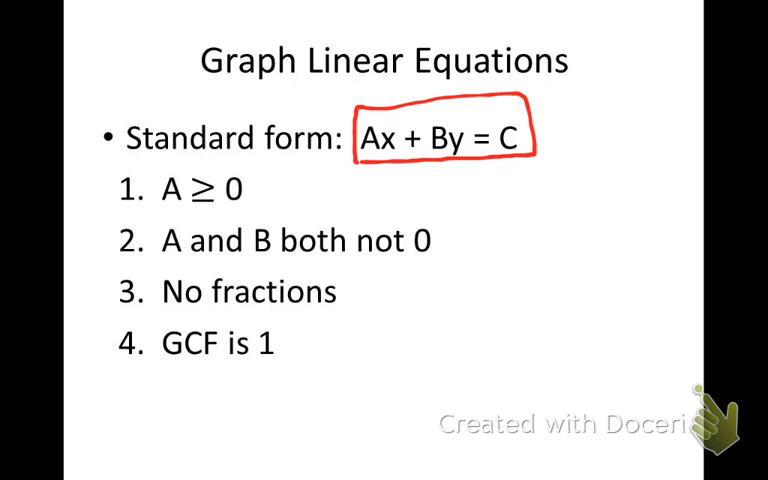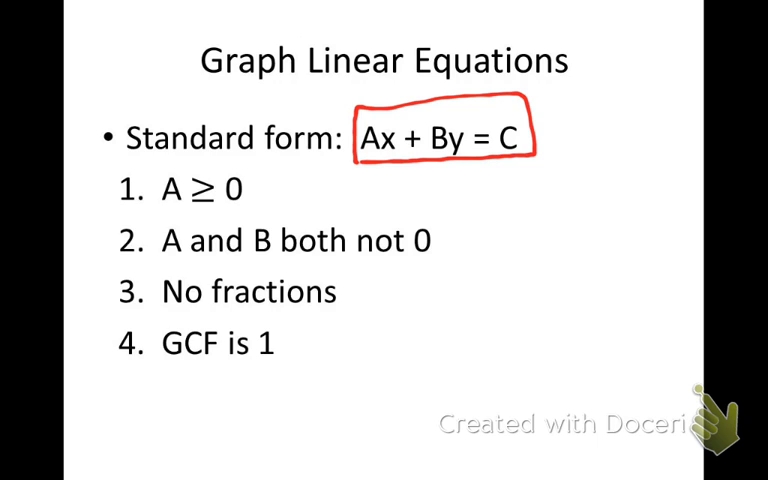A must be greater than or equal to 0. So usually we think of that meaning that it has to be positive, even though 0 is not positive and it can be equal to 0. A and B both can't be 0. So in other words, if A is 0, the X term would be gone, and if B is 0, the Y term would be gone. Well, they can't both be gone. You could be missing an X or a Y, but not both of them.